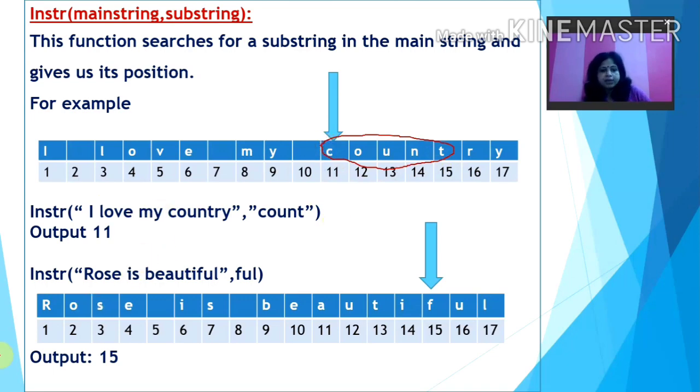Similarly, another example: suppose I have taken "rose is beautiful" and I want to search where "ful" is present in this string. What is the position of F here? The position of F is 15, and this is the string. So starting from the 15th position, your output will be 15. That means it will show the starting position of that substring. Hope all of you understand. So this is all about your string functions.